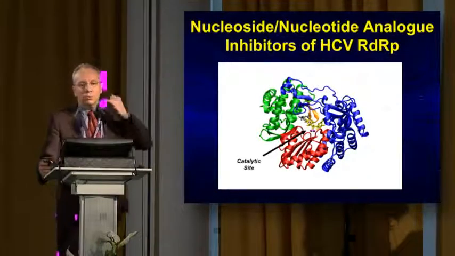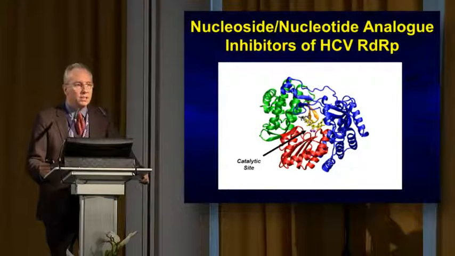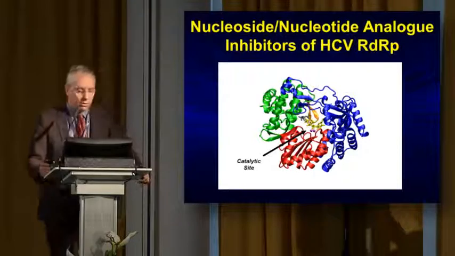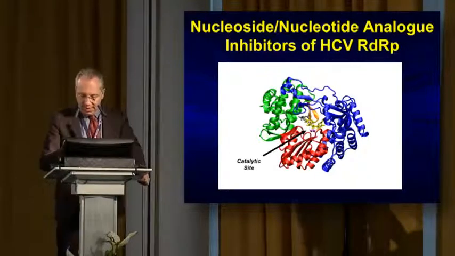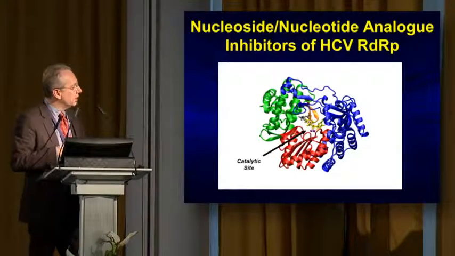The second group of drugs I want to discuss are the nucleotide analog inhibitors of the HCV RNA polymerase. You will have, I think, a couple of presentations on these drugs. The leading drug in this group is sofosbuvir, the Gilead drug. And the mode of action of these drugs here is within the catalytic site of the enzyme. This time it's an RNA polymerase.